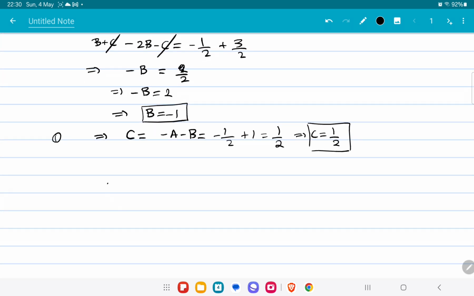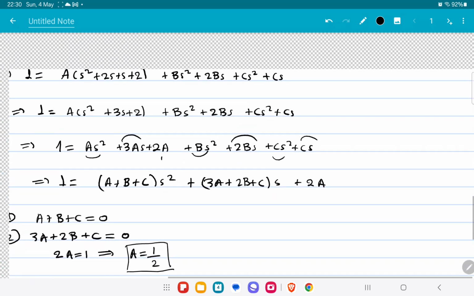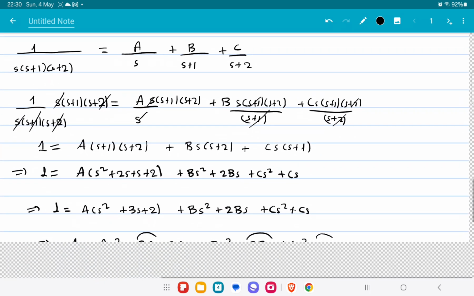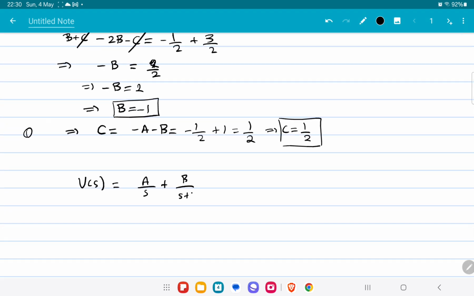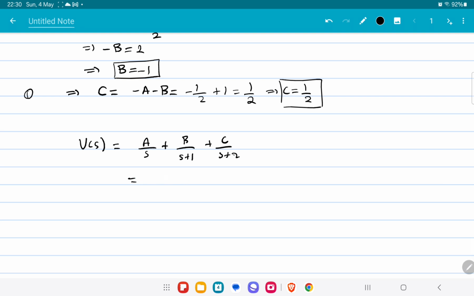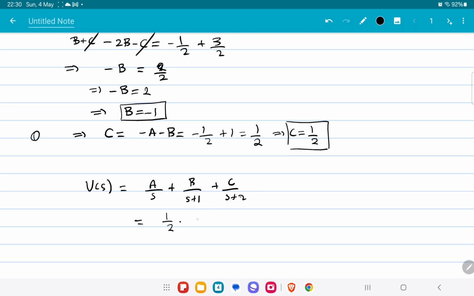Okay, now let's write U of s. It's going to be A over s plus B over (s plus 1) plus C over (s plus 2). And I have that A is 1 over 2, so it's 1 over 2 times 1 over s, minus 1 over (s plus 1), plus 1 over 2 times 1 over (s plus 2).